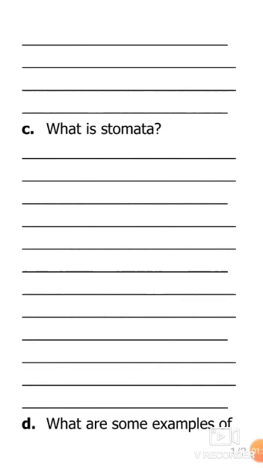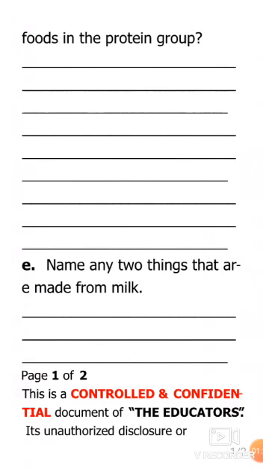Question number 4 is, what are some examples of food in the protein group? Answer of question number 4 is, some examples of food in the protein group are beef, chicken, fish, other seafood and mutton, pulses, eggs and milk. And question number 5 is, name any two things that are made from milk. So answer of question number 5 is, two things that are made from milk are first one cheese and then butter.